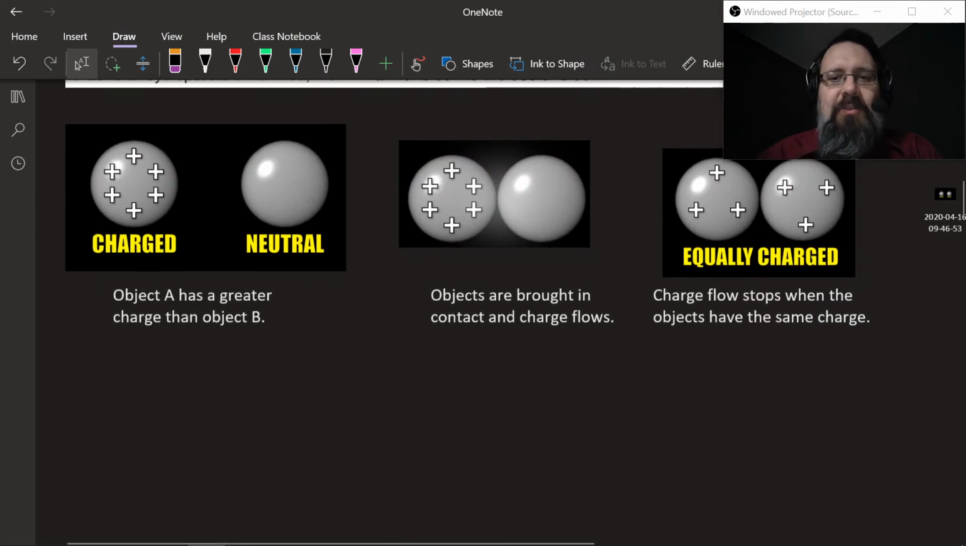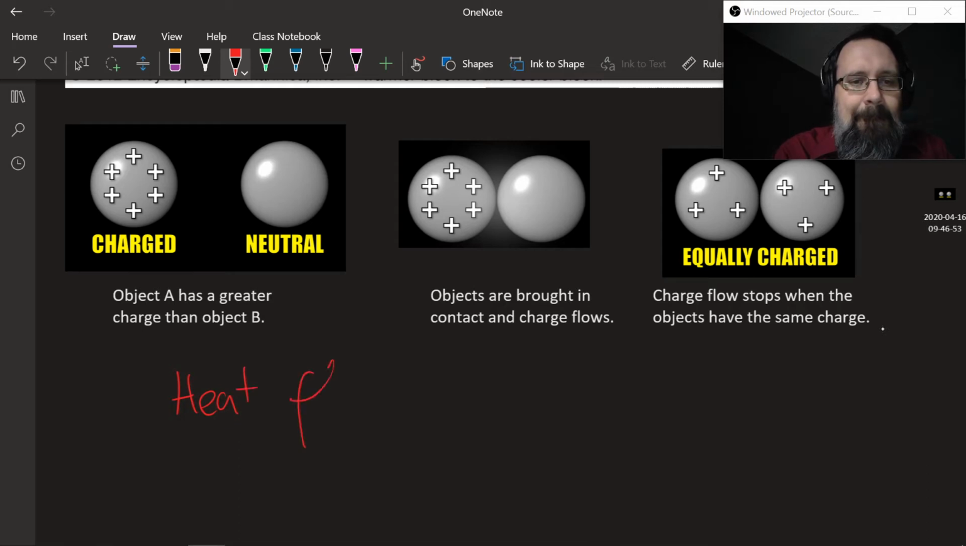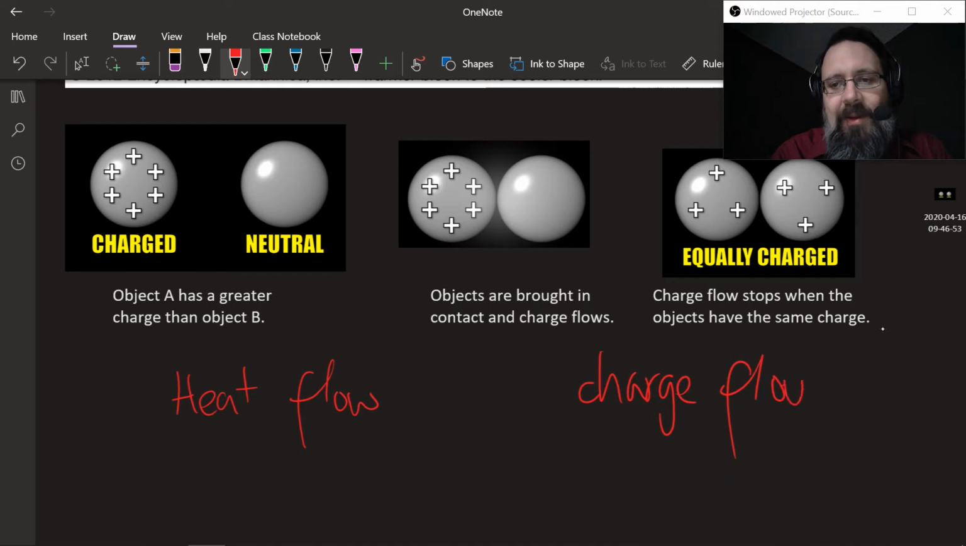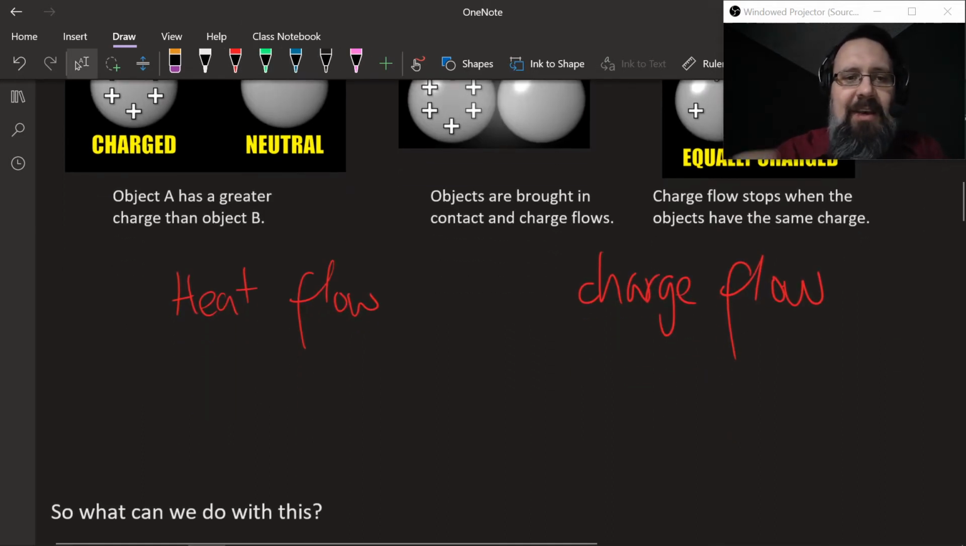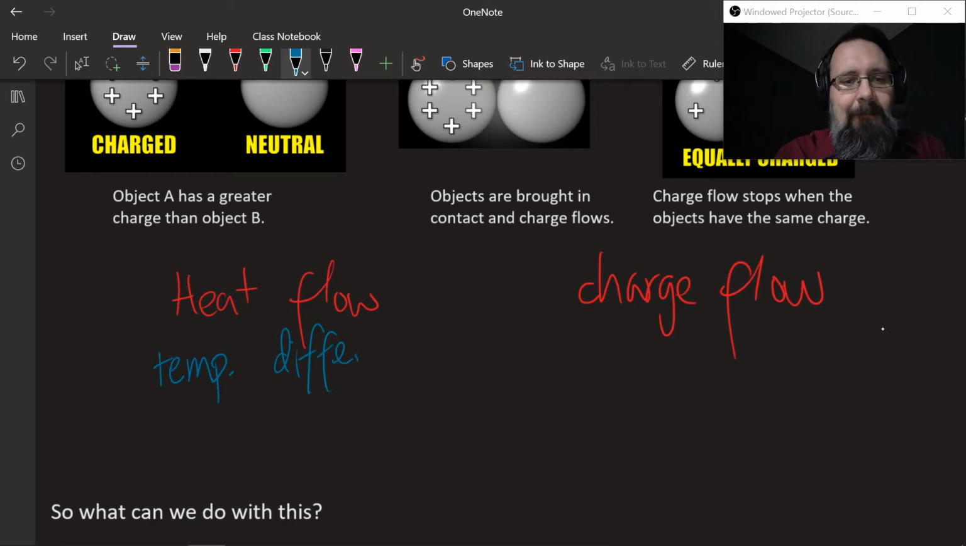Okay, so I just want you to remember that heat flow and charge flow are very similar concepts. So heat flows, but what causes heat to flow? It's a temperature difference, let's call it temp difference. But then charge flows because of a potential difference.